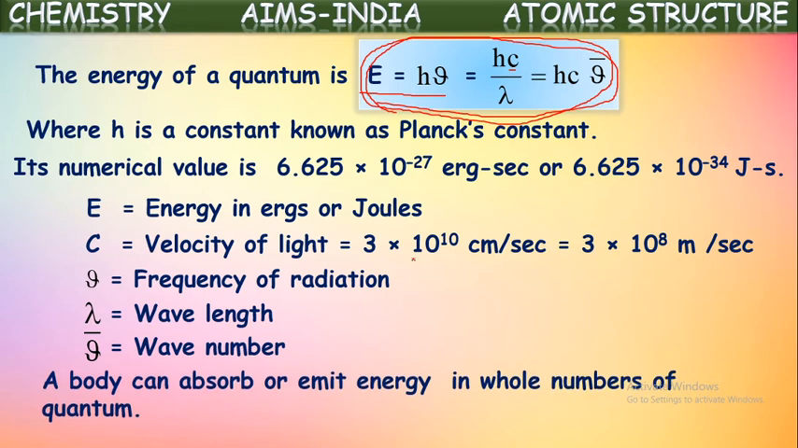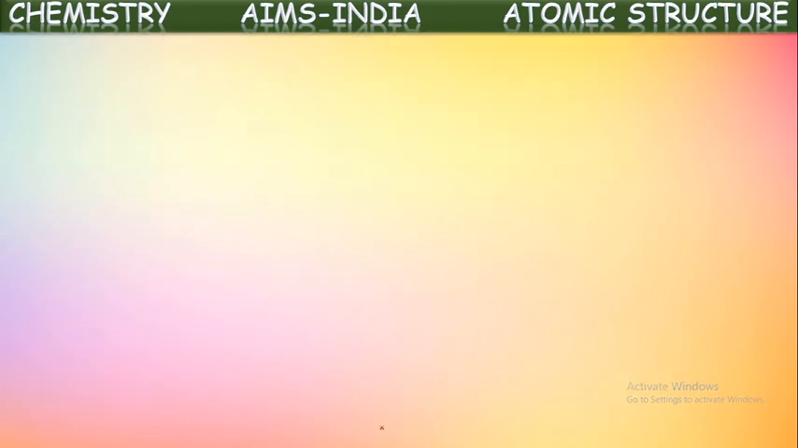A body can absorb or emit energy in whole numbers of quantum. Yes, we said energy is emitted or absorbed by an atom in the form of small packets. Each packet is called a quantum or photon. So a body can absorb or emit energy in whole numbers of this quantum, which can be written mathematically like this: E is equal to n h nu, where n represents the number of quanta or number of photons, and h nu is the energy of each quantum or each photon.